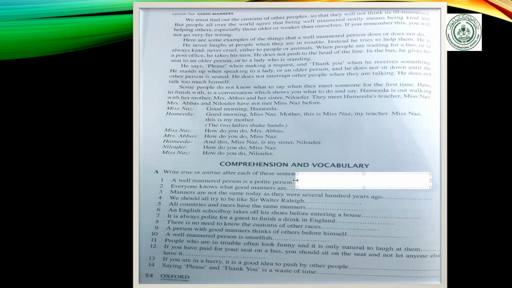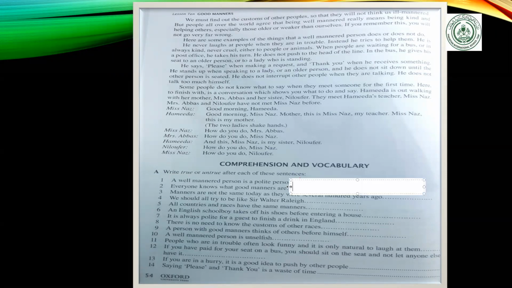The first one is, a well-mannered person is a polite person. Is it true or untrue, boys, students of class 6? Yes, it is true. Good. Number two, everyone knows what good manners are. Everyone is well aware. Do you think that all people living here in our society are well aware about what good manners are? Untrue. They are not aware, dear students.